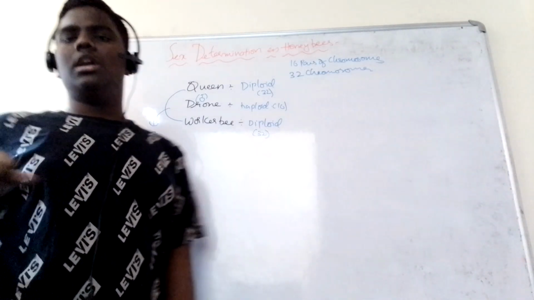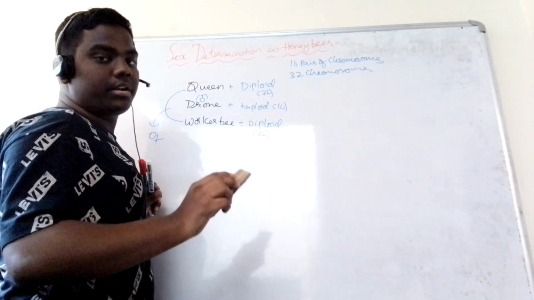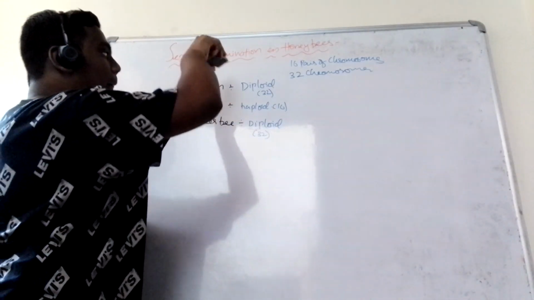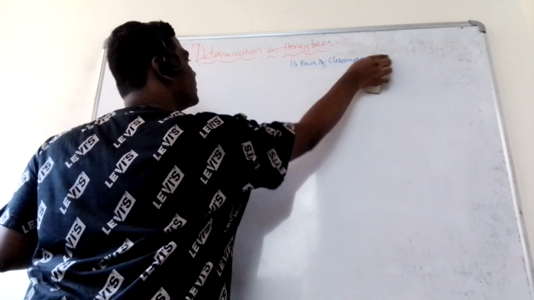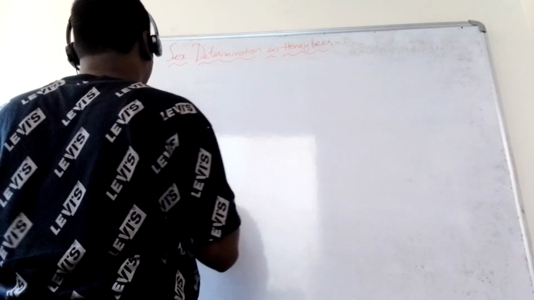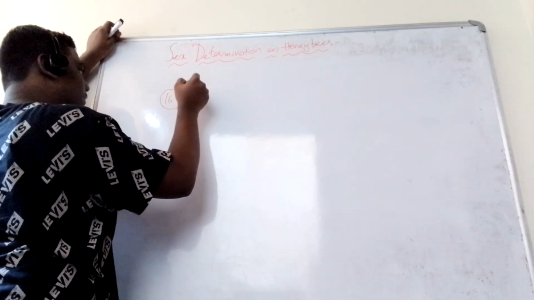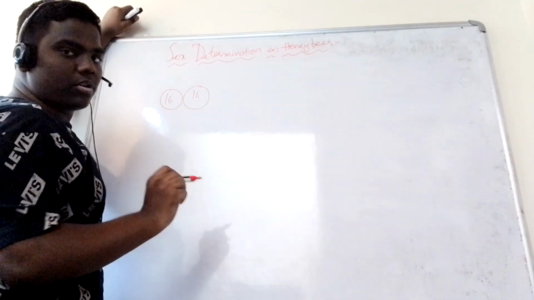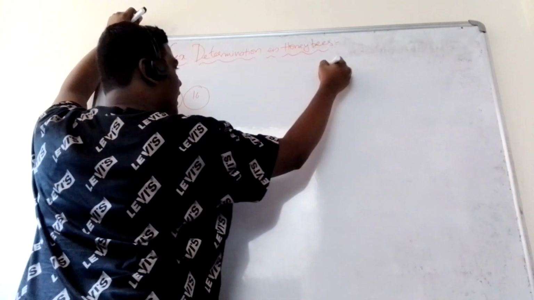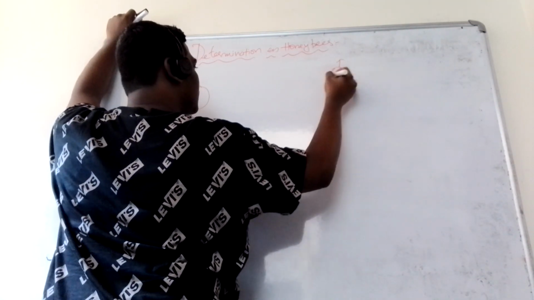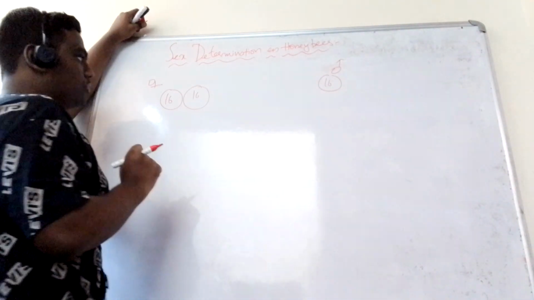Now, why is the male haploid, and why is the female diploid and not haploid? We will see this with the help of a cross. Here I am taking a female. As I said, a female is always diploid, so she will have 32 chromosomes, shown as 16 and 16, and the male will have only 16 chromosomes. Now let us see why.